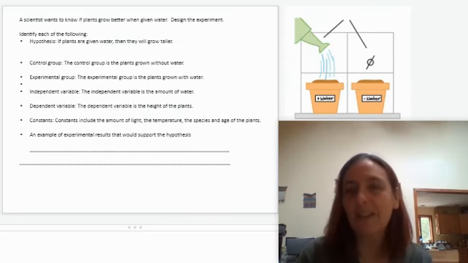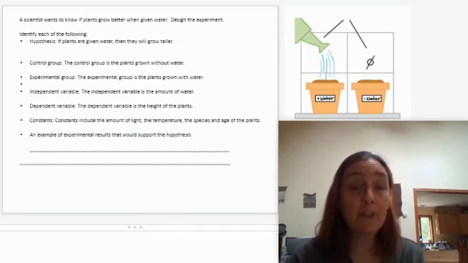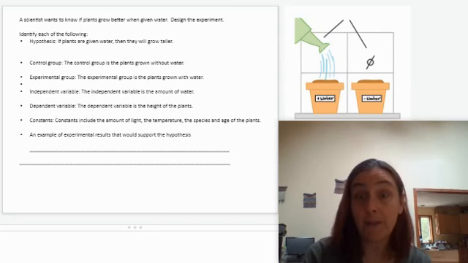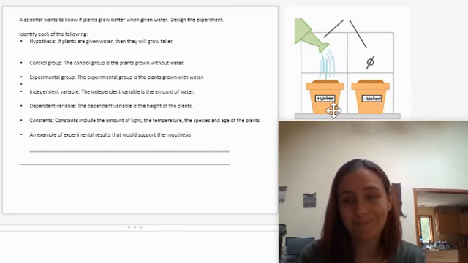And then this one's a little tricky because it's hard to figure out what they want. It's like, what are they looking for? But it's actually really, really easy once you've gotten this far. An example of experimental results that would support the hypothesis. Well, what would that be? Well, let's go back and look at the hypothesis. If plants are given water, then they will grow taller. Oh, okay. So what would be a result here that would suggest that plants, if they get water, they grow taller? If these plants grow taller, right?